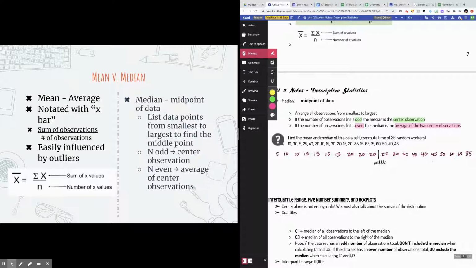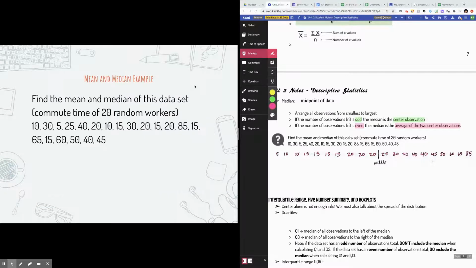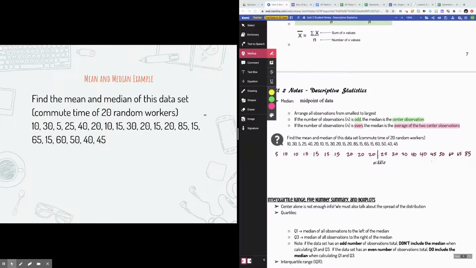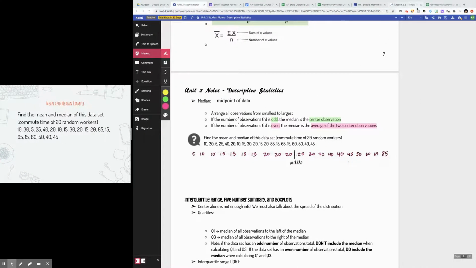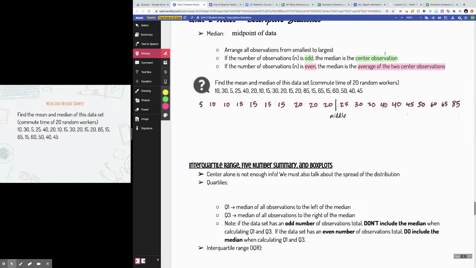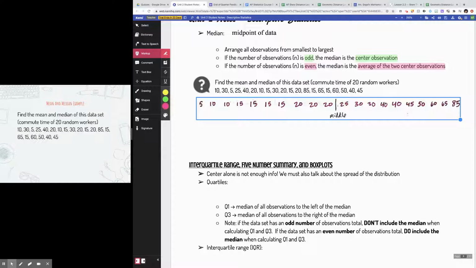Now, I'm going to do an example here for you about how to find the mean and median of this data set that I gave you here. This data set is commute time for 20 random people. And I'm actually going to pull this over because I'm going to do a little bit more of my writing on your actual notes page here so we can see this a little better. So I already went ahead and listed the values that they gave me because they're completely out of order right here.